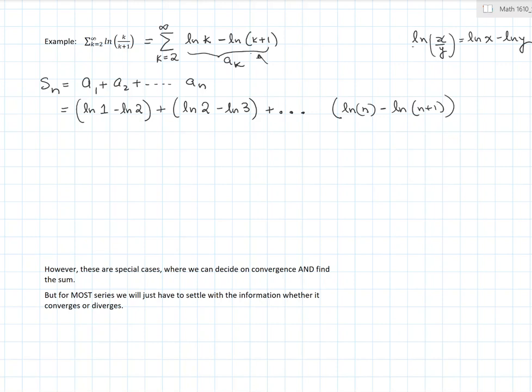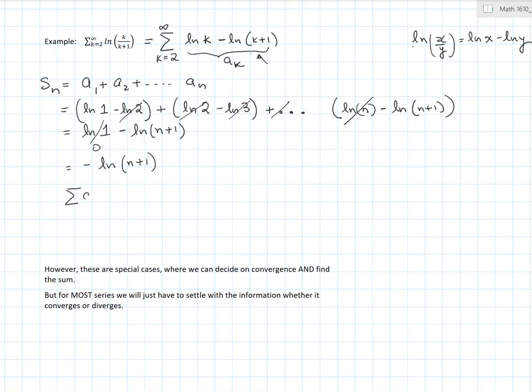Again, if you look at the pattern here, very conveniently, this ln 2 cancels this ln 2, this ln 3 is going to cancel the ln 3 coming from here, and it will keep canceling till it cancels this one. So we're going to be left with ln of 1 minus ln of n plus 1. Ln of 1 is 0. So that means it's negative ln of n plus 1.